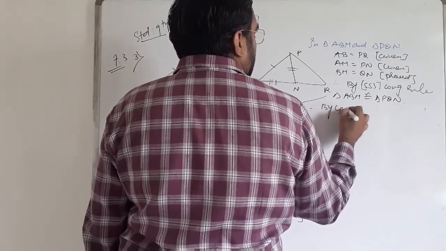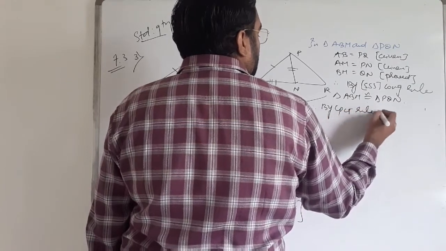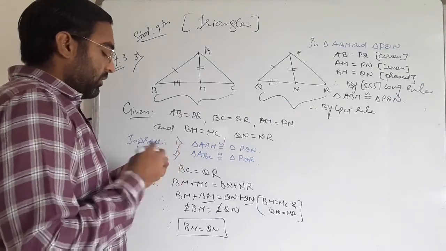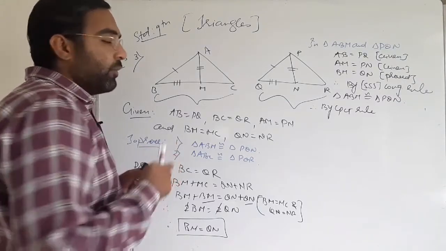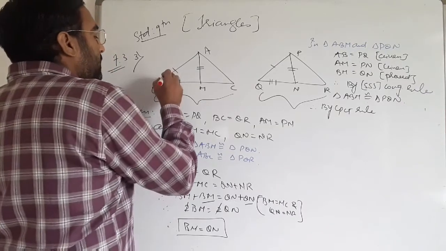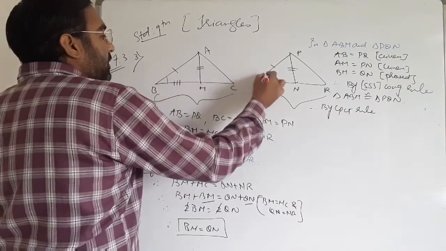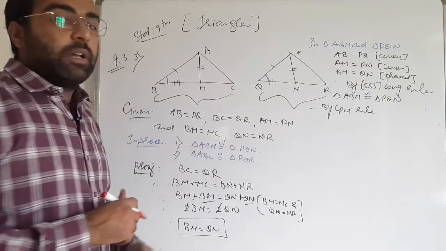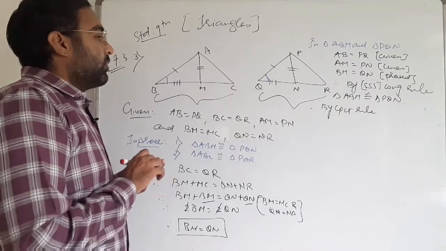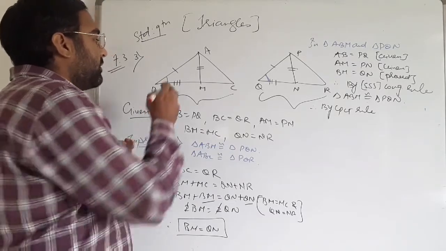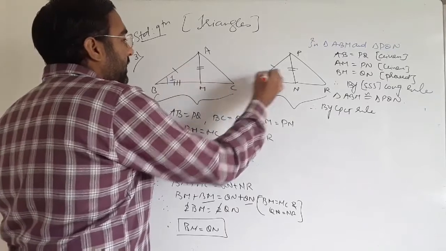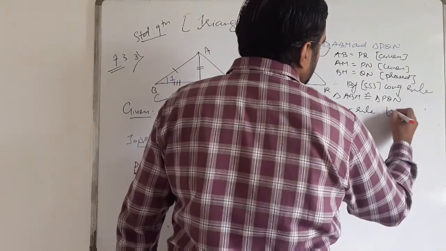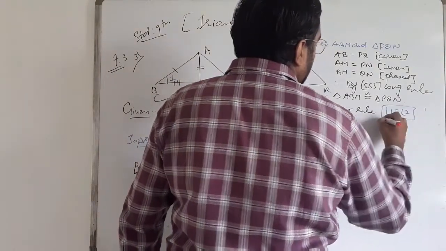Therefore by the CPCT rule, what thing do we have to take that helps us to prove the second part? I'll take this angle and this angle. By CPCT, that helps me to prove the second part. So by the CPCT rule, I'll name these angles 1 and 2. So I'll take angle 1 equal to angle 2.